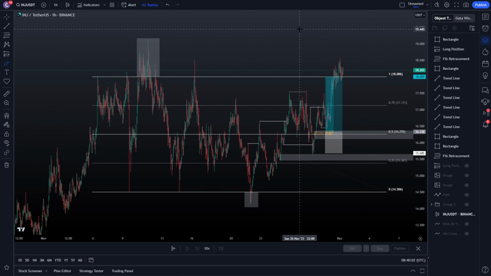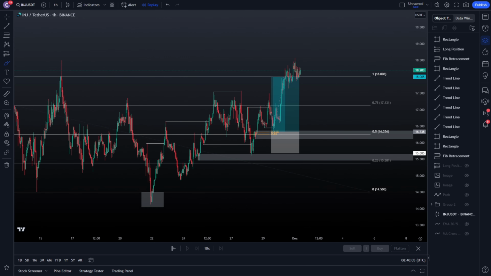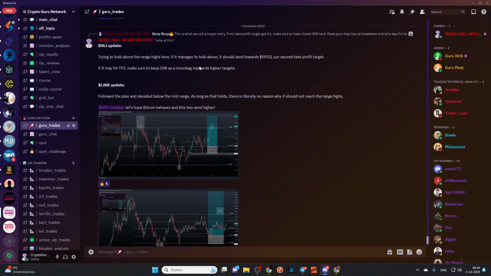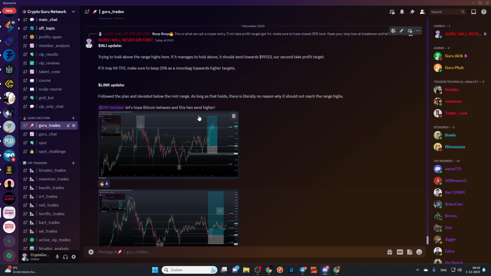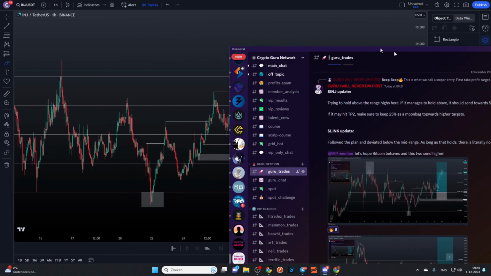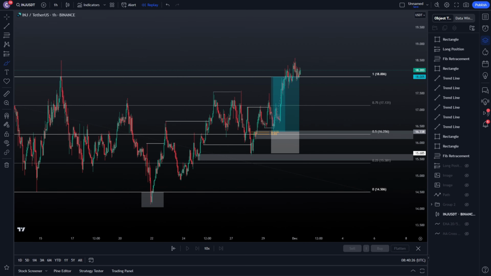And eventually I'm going to keep a 25% moonbag as well to keep in case we push a lot higher. Because as you can see over here, I told the people in the VIP channel this morning, it is trying to hold above the range high over here. If it manages to hold above, it should send towards $19.13. But I want to keep 25% as a moonbag because I do expect ING to potentially run a lot higher.